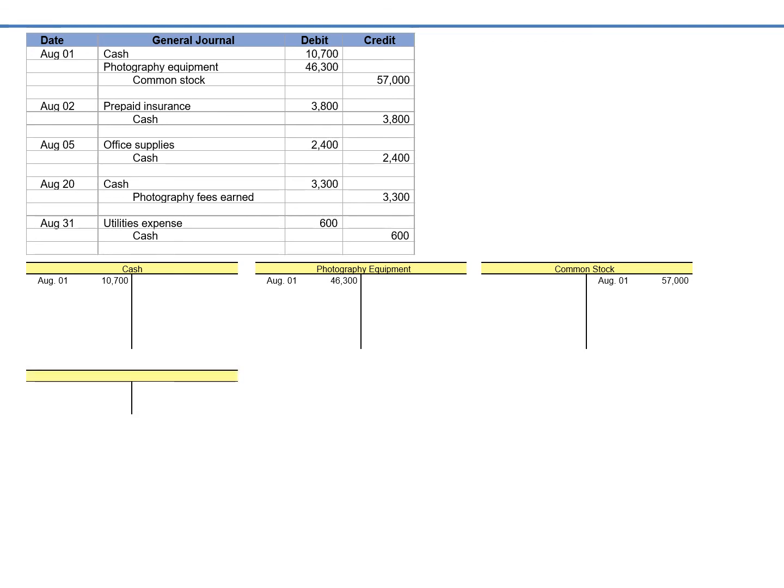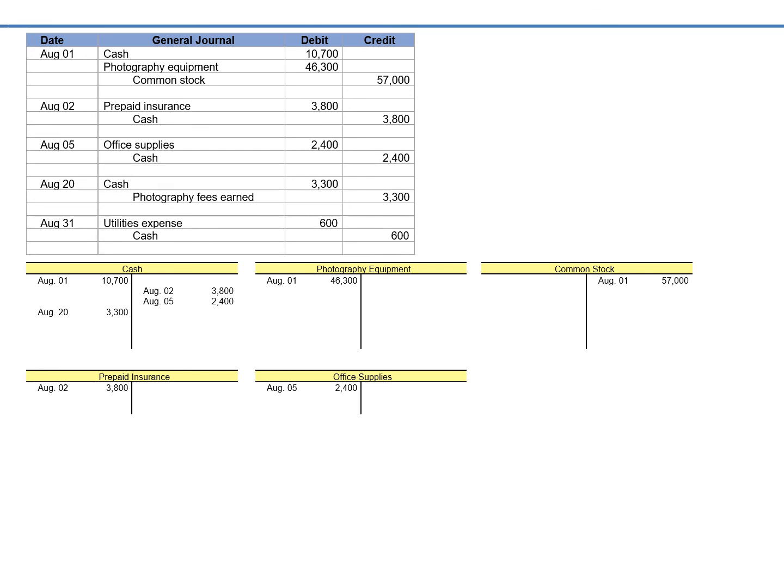Then we have prepaid insurance. Prepaid insurance is an asset account. We've got a debit there of $3,800. Debits belong on the left side. Then we also have a credit to cash from that August 2nd transaction. So credits go to the right side of our cash T account. Then we have office supplies. Debit of $2,400 gets posted to the left side of our T account. Cash gets posted to the right side of our cash T account for $2,400.